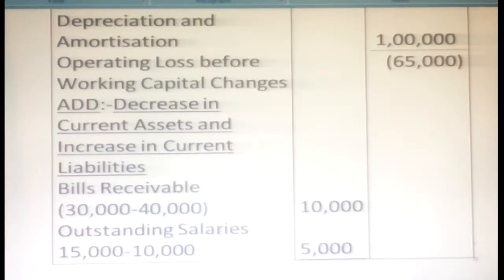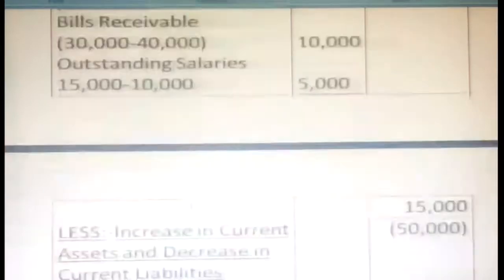Then outstanding salaries. It is our current liability, increased. 10,000 becomes 15,000, so 5,000 difference. That's why we are showing it here under the head increase in current liabilities. That's why we are going to add. Okay. Then both together we add 15,000.